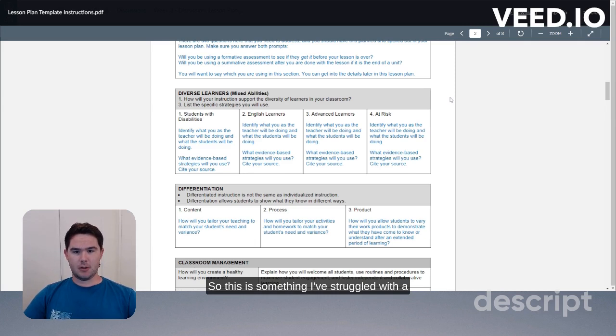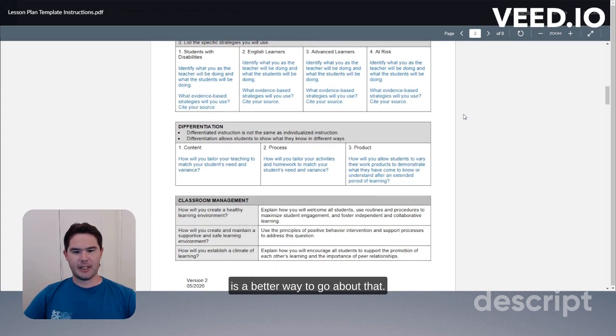So this is something I've struggled with a lot in the past, mostly in regards to English learners, because a decent portion of my school is Spanish speaking only. Everything else is a little easier to work around because it's in the same language. But yeah, that is something I've always struggled with. I'm really ready to get more hands-on with formal lesson planning and figuring out a better way to go about that.